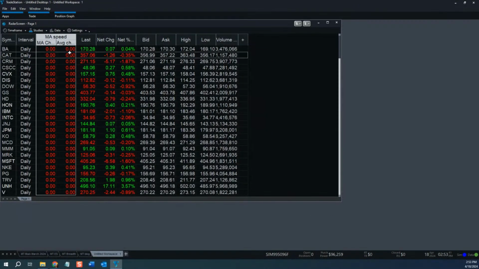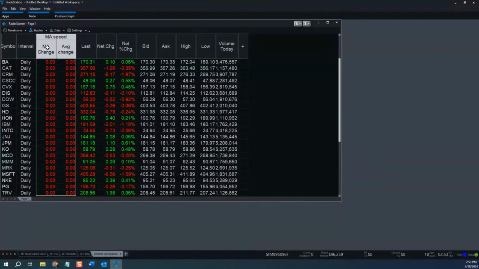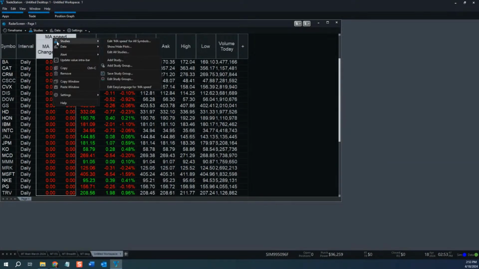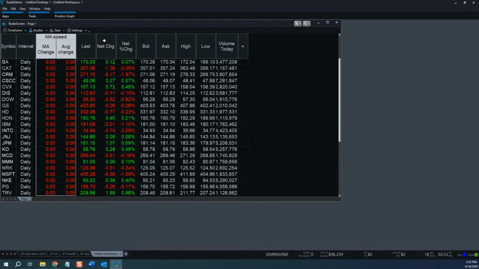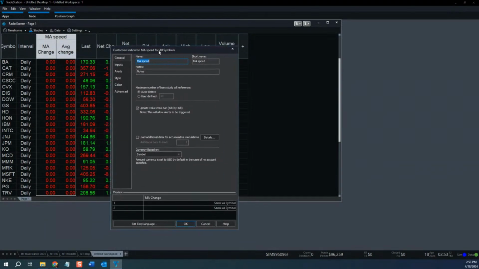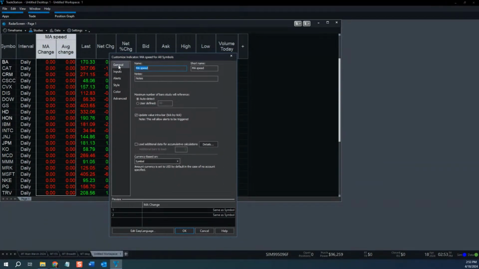All right, so it's called the MA. It doesn't really matter which of the two we look at. Let's go now to our studies, edit MA speed for all symbols. Now, the first thing is on the general page, when an indicator doesn't work, you often want to look here and make sure it's loading enough history. So in this case, let's force it to load 55 bars of data just to make it easy. It'll force it to hold.